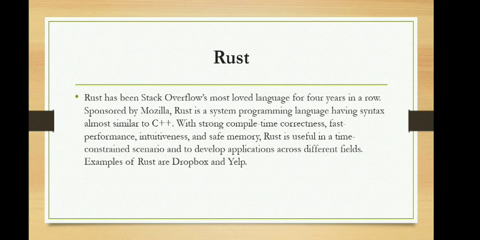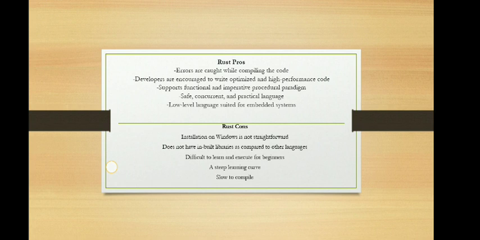Rust. Rust has been Stack Overflow's most loved language for 4 years in a row. Sponsored by Mozilla, Rust is a system programming language having syntax almost similar to C++ with strong compile time correctness, fast performance, intuitiveness, and safe memory. Rust is useful in time-constrained scenarios and to develop applications across different fields. Examples of Rust are Dropbox and Yelp.